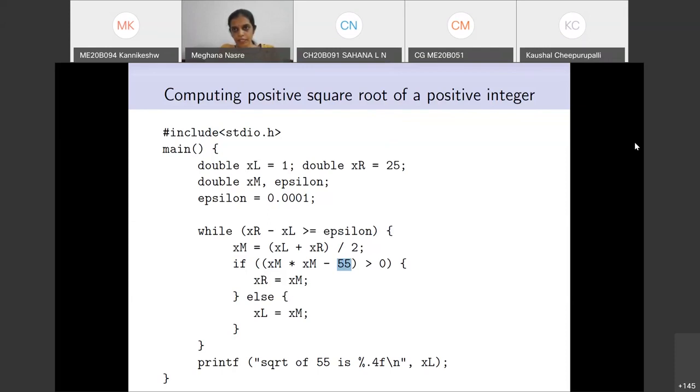Okay, so we can take XL equal to 0 and XR is equal to input plus 1. So what is input? Sridhar has written this. What is input? The value which the user enters for finding the square root.